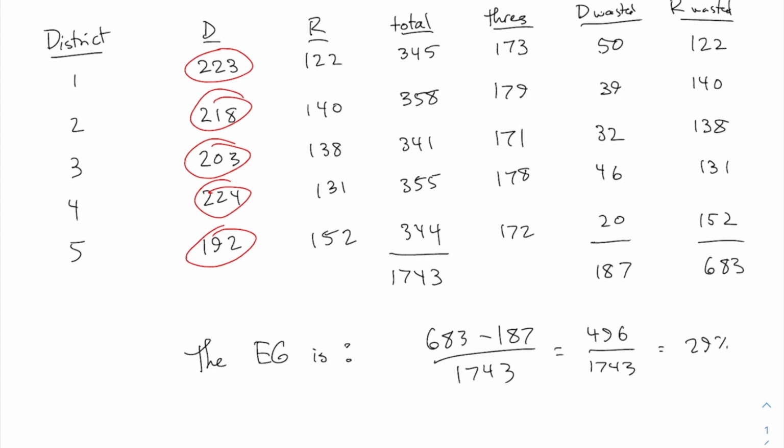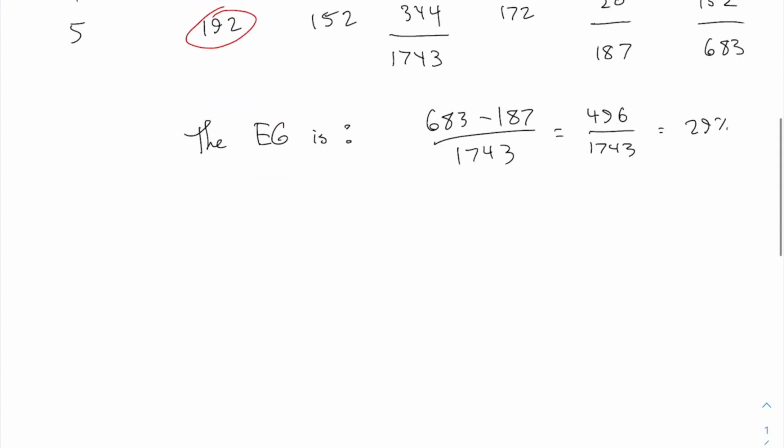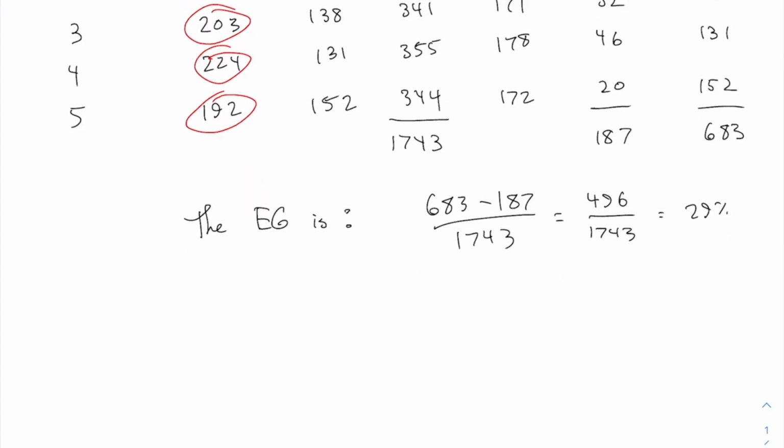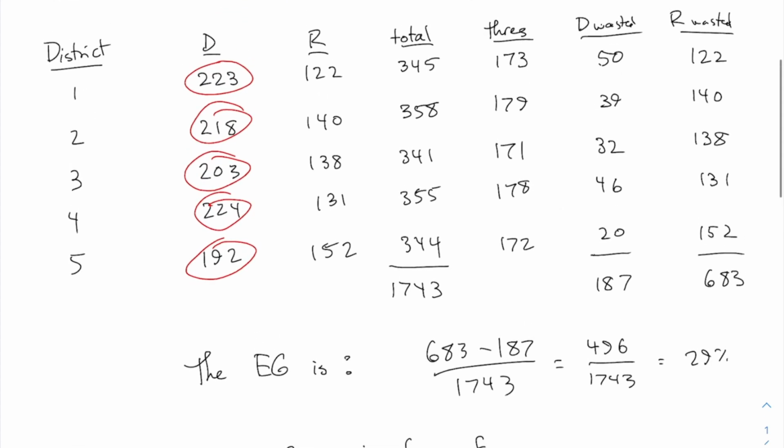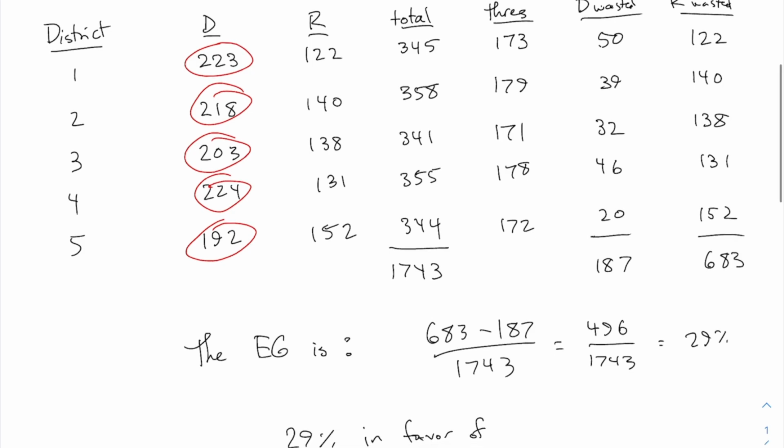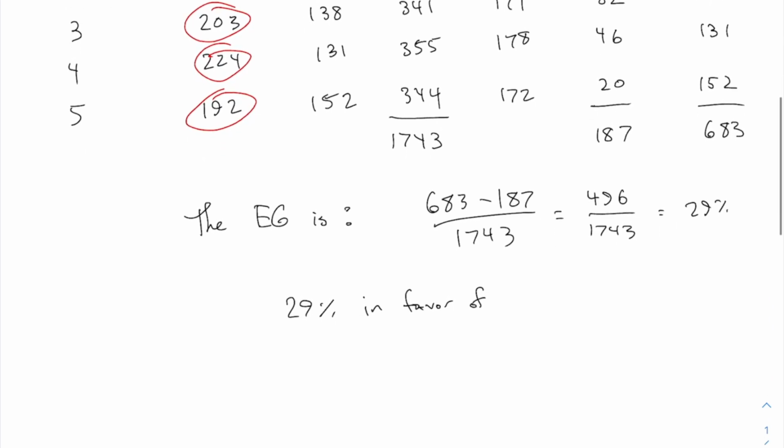All right, this is the efficiency gap. When you say the efficiency gap, it's always some percentage, and then you should also say in favor of somebody. So the efficiency gap is 29% in favor of who's being benefited by this? I would say the D's are being benefited because the R's have more wasted votes, far more, right? So this is 29% in favor of the D's, all right? That's how we would write the answer.